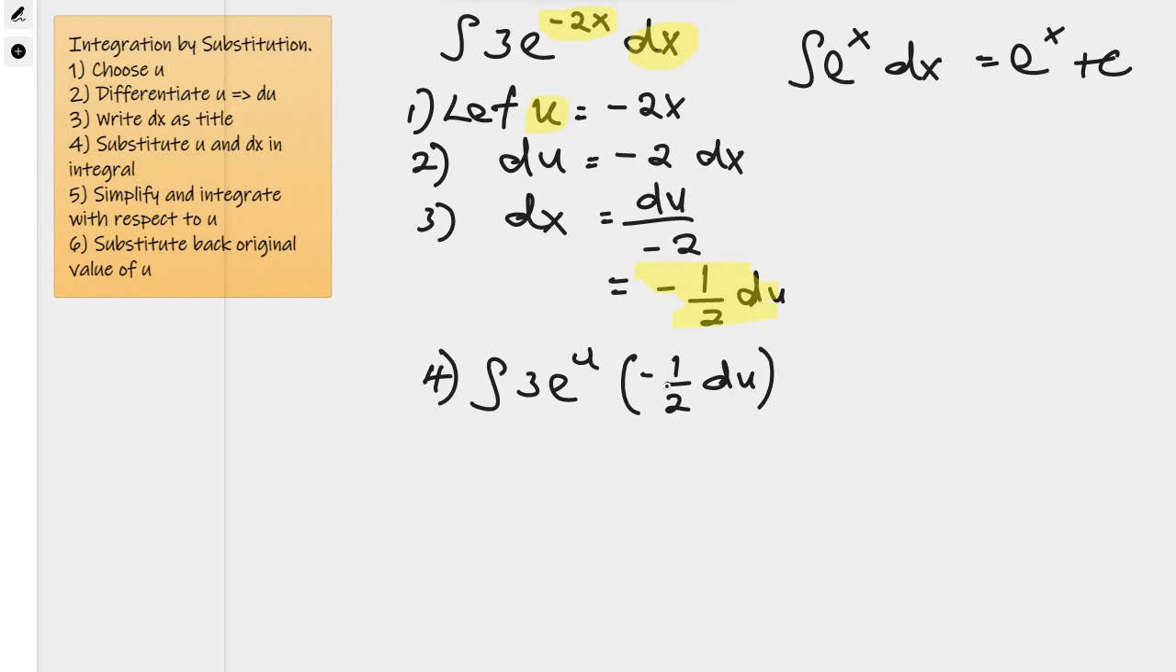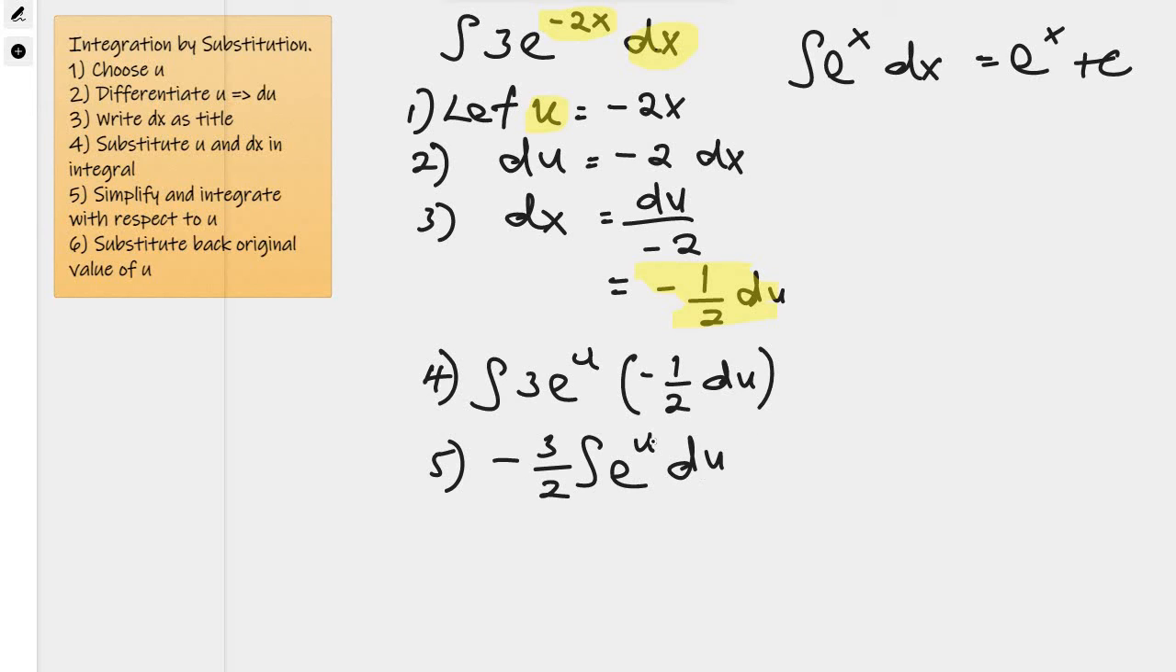Okay, so this one I just simplify. This is just a number here. I bring it and combine with 3. So I will just bring it in front because this is just like a constant attached to the function. So you can bring in front negative 3 over 2, and then you integrate e^u du.